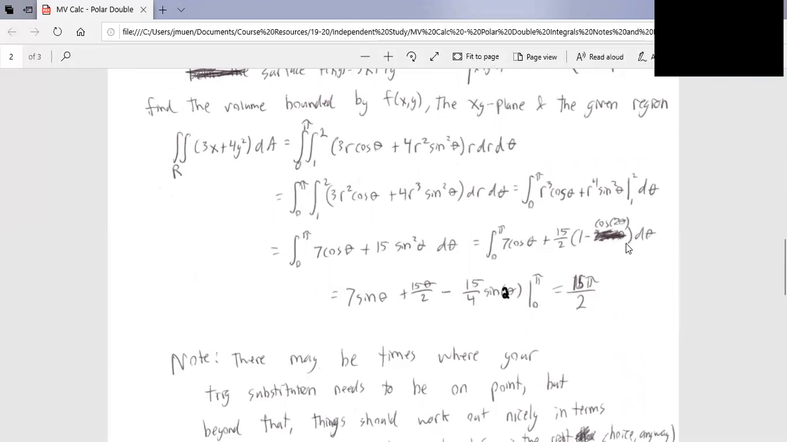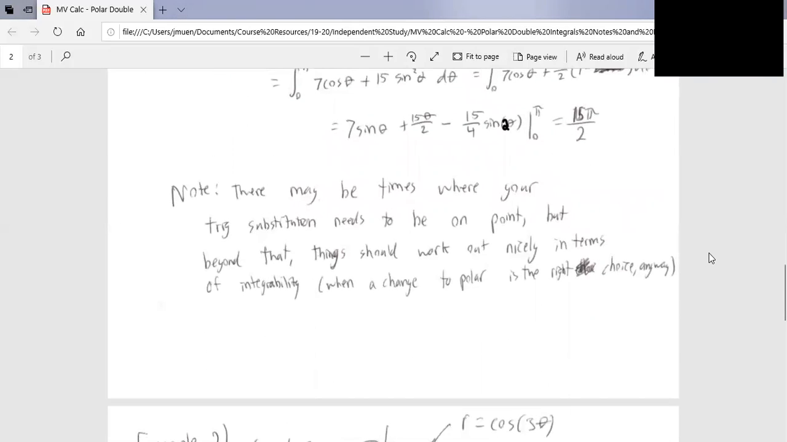If we make that substitution, we just get an eventual integral of 7 sine of theta plus 15 theta over 2 minus 15/4 sine of 2 theta. Now, all the sine theta terms, sorry, will vanish because we're going from 0 to pi. So that just leaves us with 15 pi over 2, and we're done.